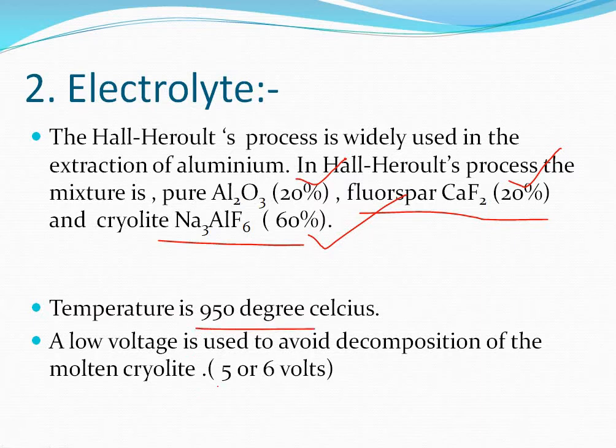It is the temperature requirement to proceed the reaction. And a low voltage is used to avoid the decomposition of the molten cryolite. If you use a very high voltage, then this cryolite, Na3AlF6, will be dissociated into its ions, that is Na positive, Al3 positive, and F negative. So we are using a voltage of 5 to 6 volts only for proceeding with this reaction, because if the voltage is very high, then this cryolite will dissociate into its constituent ions.